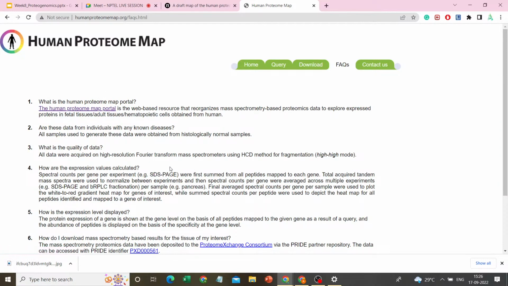So if you want to have much more answer to their questions, now you can see what a Human Proteome Map portal is. The Human Proteome Map portal is a web-based resource that reorganizes mass spectrometry based proteomics data.